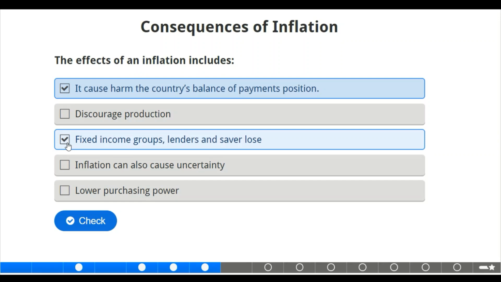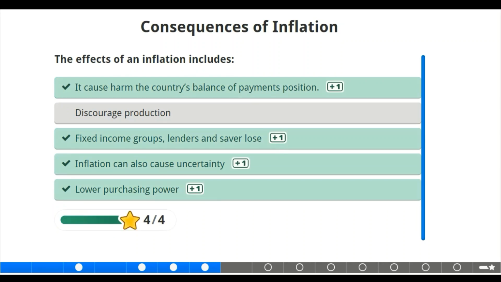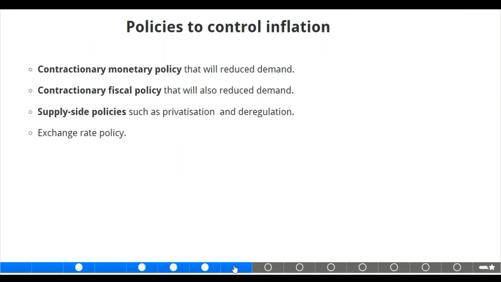We have the fixed income group, lender and saver, that will lose. Of course, a person who has a fixed income will lose, as he cannot press for higher wages during the time of inflation. And it can also lead to uncertainty. And we also have lower purchasing power. Of course, when the price level rises, the lesser number of goods and services you can buy with the same amount of money. It also leads to lower purchasing power. Let us check. We are good to go. Now we move to the next slide.